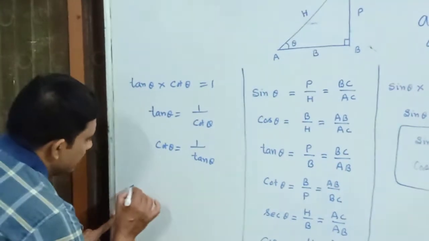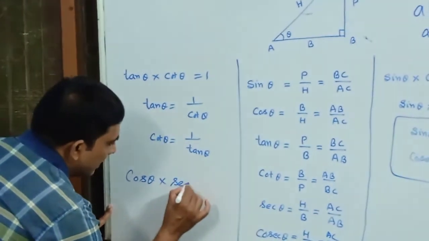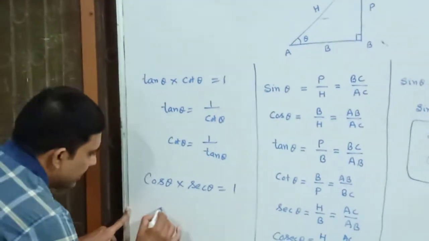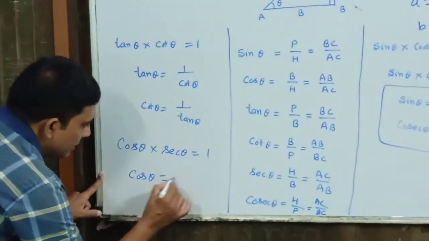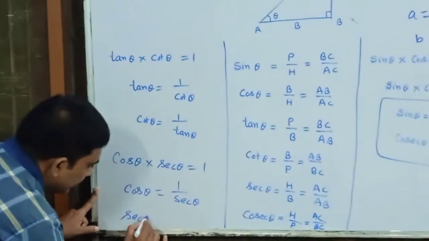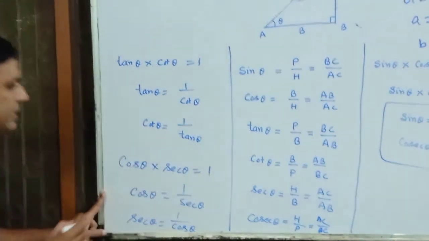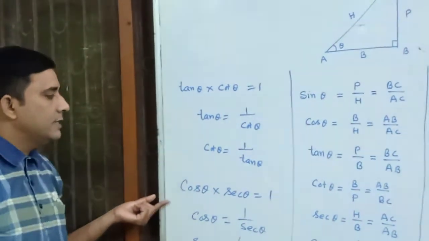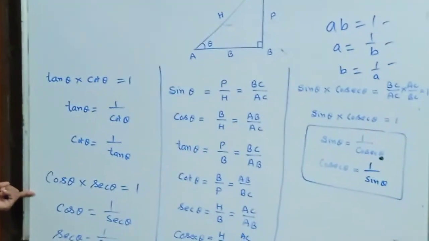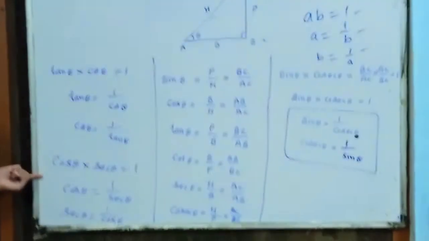In the same way, cos theta into sec theta is equal to 1. So from here we can say cos theta is equal to 1 upon sec theta and sec theta is equal to 1 upon cos theta. Means cos theta and sec theta are multiplicative inverses of each other. They are reciprocal to each other. So these are the relations between trigonometric ratios.